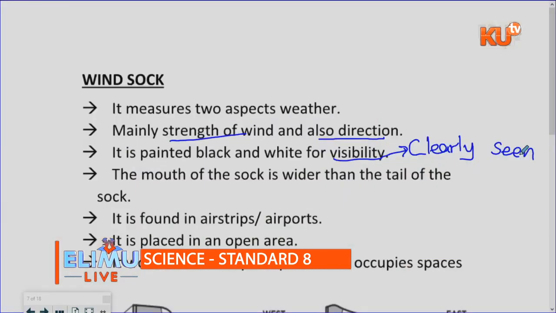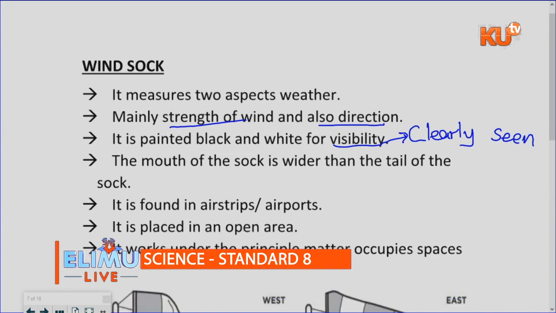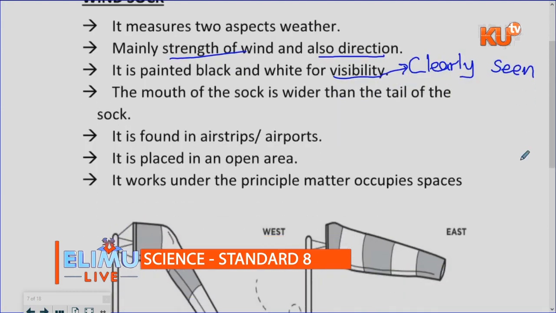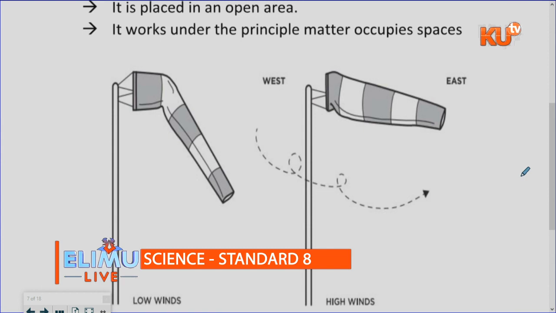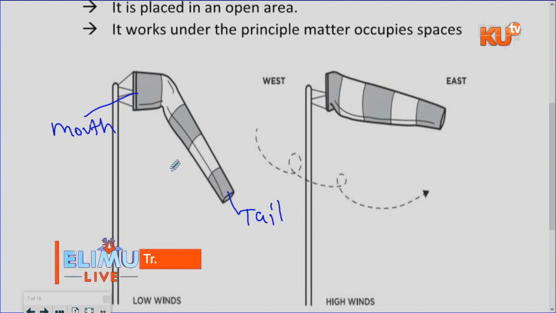So we have a diagram of a windsock. Those are the points to note if you are taking notes. So this is the mouth of the windsock, and this is the tail of the windsock. From my diagram, as you can see, the mouth is wider than the tail. So this material should be a very strong material.